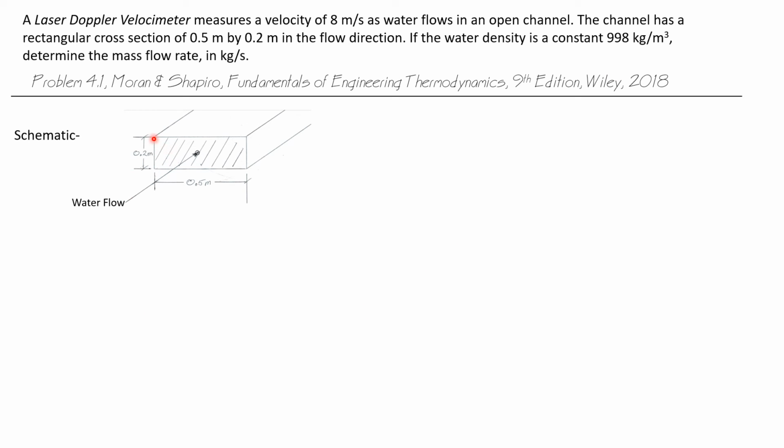Well, we have a schematic of this. We've got a rectangular channel whose width is 0.5 meters and whose depth is 0.2 meters. The water flow is perpendicular to this cross-section. And what we're given is the density of the water and its velocity, as well as the channel dimensions. So the area of the channel that the water sits in is 0.2 meters by 0.5 meters, or 0.1 square meters.